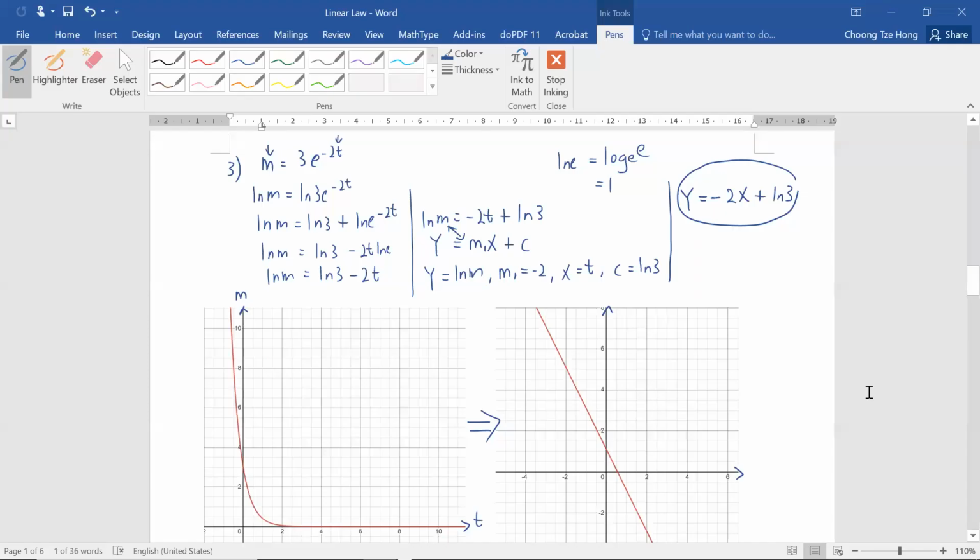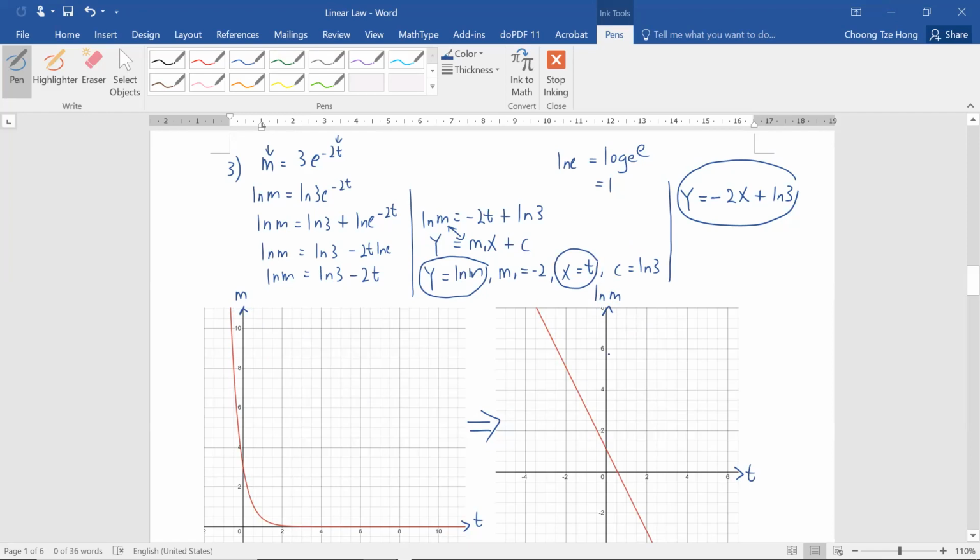So what was the change to the vertical or horizontal axis? As you can see, for the vertical axis, previously we were plotting m, but now big Y is ln m. The horizontal axis is still t, so big X is still t. If you plot ln m against t, you will be able to transform the graph into a straight line.